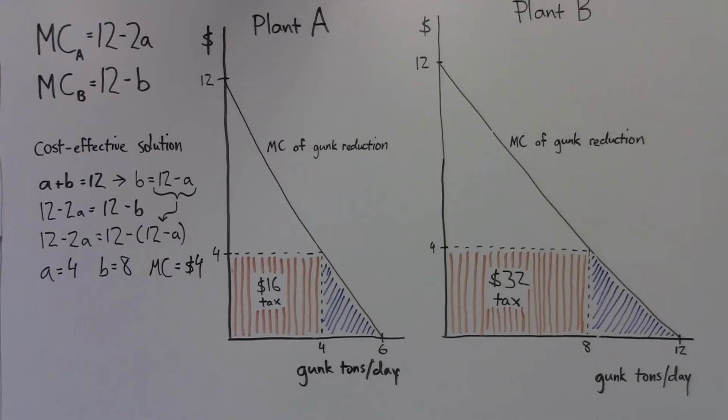In this example, we've again assumed that the city knew what level of tax is needed to reduce gunk to 12 tons per day. This is unrealistic because the managers of the plant have no incentive to tell the city about the real marginal cost of pollution reduction.